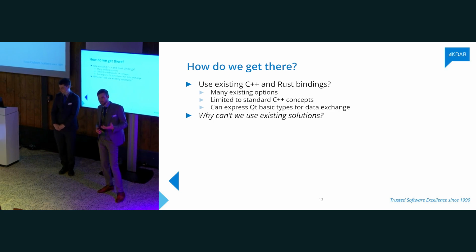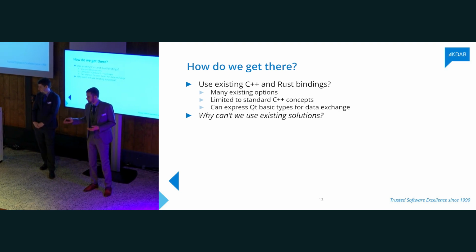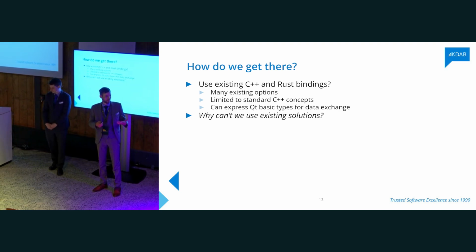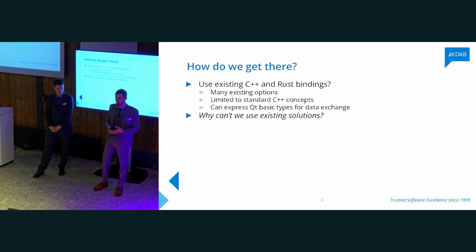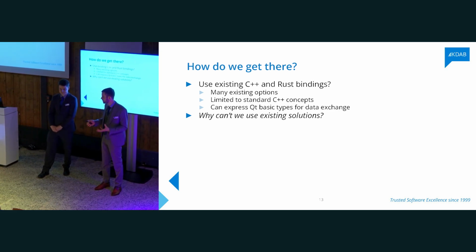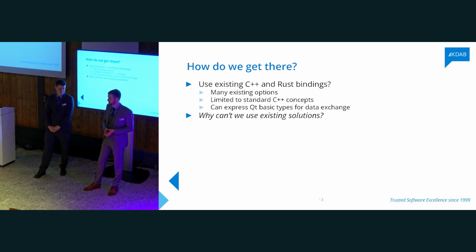And we really need to remember that Qt goes beyond what just standard C++ can do, because for standard C++, we could maybe express some of Qt's very basic types for data exchange, like QString, for example, which is kind of like the one thing that made Qt famous in the start. And for that, we can absolutely use existing C++ bindings.